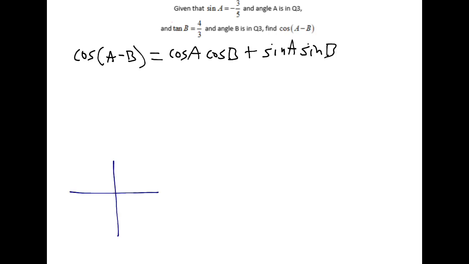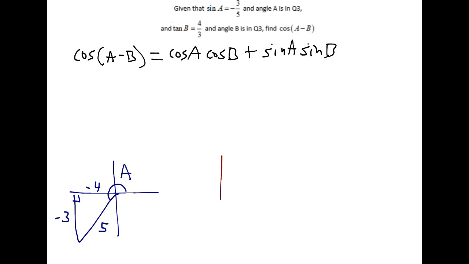We know that this angle is also in quadrant 3. So if we draw the angle here, remember, sine is y over r, or opposite over hypotenuse. So that makes this length here -3. This y value is negative. This is 5. Using the Pythagorean theorem, we should be able to get this x value. Notice, this x value here is -4. Once again, this is for angle A here.